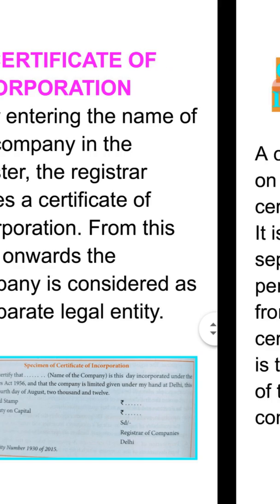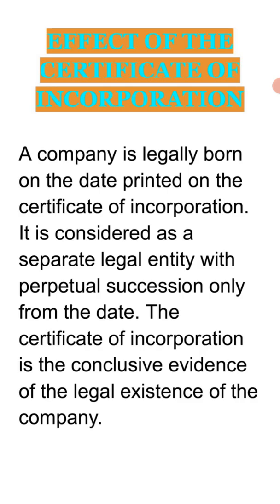Now see the effect of the certificate of incorporation. Now the incorporation stage has finished. What will be the effect of the certificate of incorporation, that is the output of the incorporation stage? So just see over here, a company is legally born on the date printed on the certificate of incorporation. Since that particular date, the company is to be treated as a separate legal entity with perpetual succession. That means a very long life.